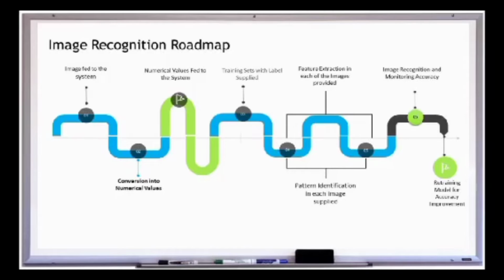Image recognition and model accuracy. And lastly, retraining the model for accuracy improvement. So the best example for this is Google Lens. If you use Google Lens, you'll just use your phone's camera to search for things.